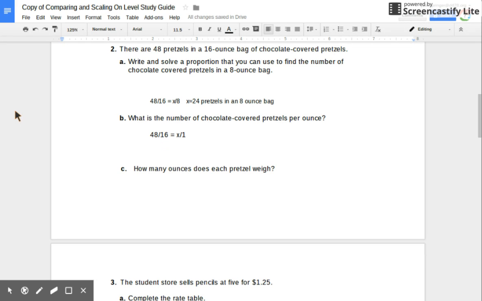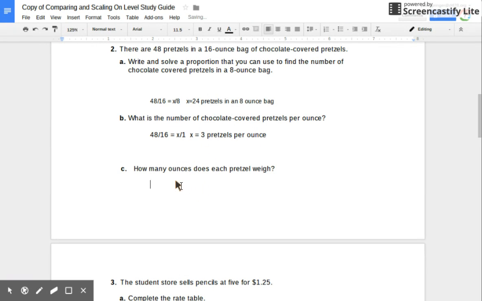So if we cross multiply, or we multiply our partners, it's just 48 times 1, which gives us 48. And then we do 48 divided by 16, which gives us 3. And our unit is, we found that there are 3 pretzels per ounce. Now, because we have this statement, 3 pretzels per ounce, it's a number of something per 1 of something else. So remember, that's our unit rate, 3 pretzels per ounce.